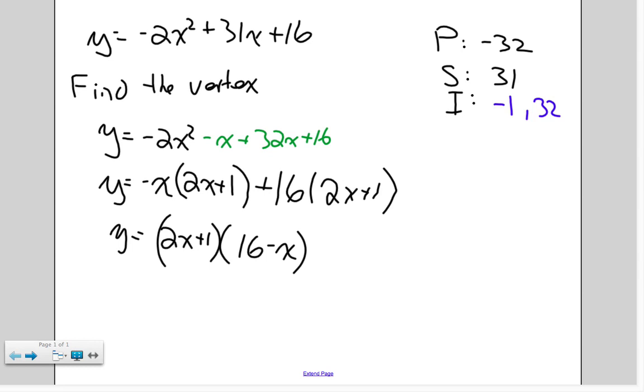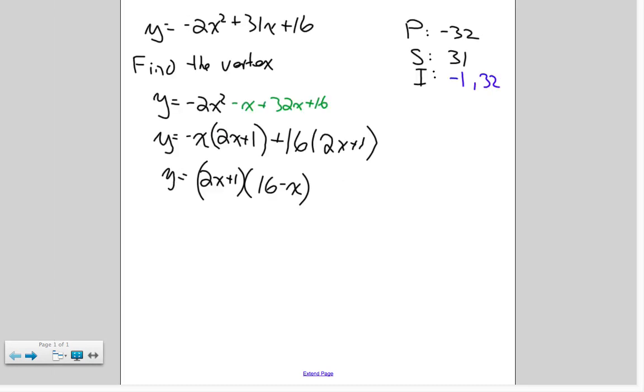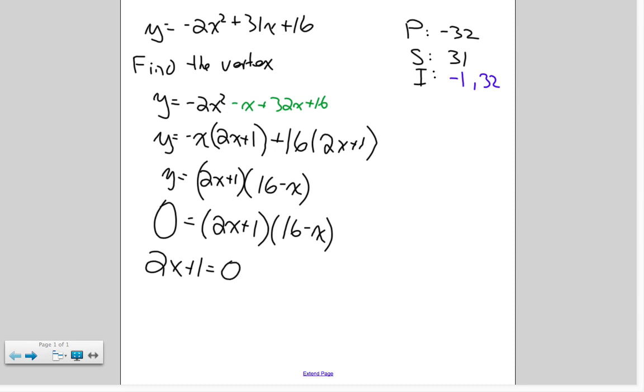In order to find the vertex, I need to find my x-intercepts or my zeros. So I'm going to set this to 0: 2x plus 1 times 16 minus x. What are my zeros then? 2x plus 1 is equal to 0, and 16 minus x is equal to 0. So 2x is equal to negative 1, so x is negative 1/2. And here we'll have x is equal to 16. Those are my zeros.